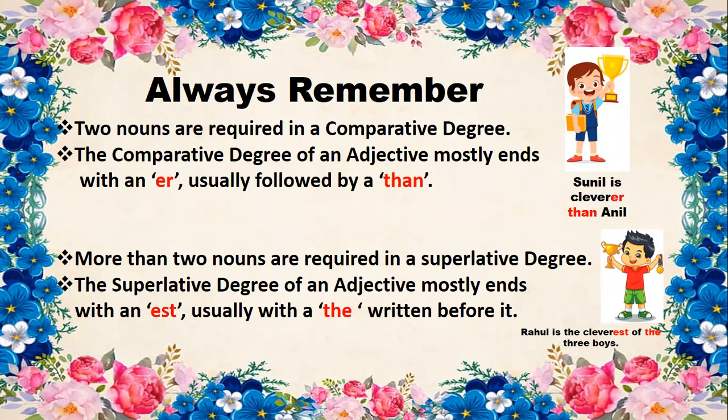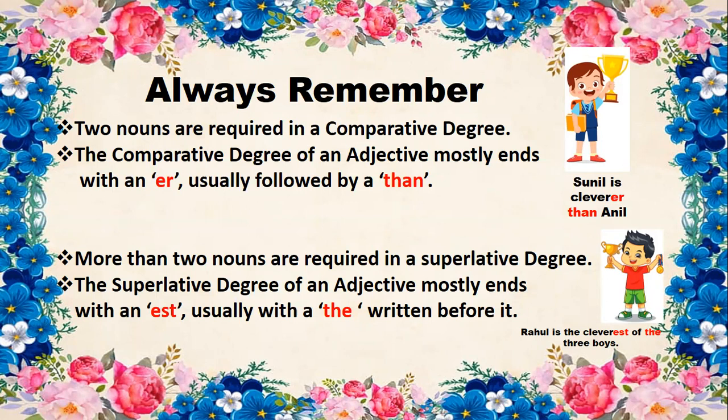The comparative degree of an adjective mostly ends with an ER, usually followed by a than. Now see this sentence. Sunil is cleverer than Anil. So here for clever we have added ER and it is followed by than. So in comparative degree, usually we write ER in front of the adjective, and it is followed by than. More than two nouns are required in a superlative degree.